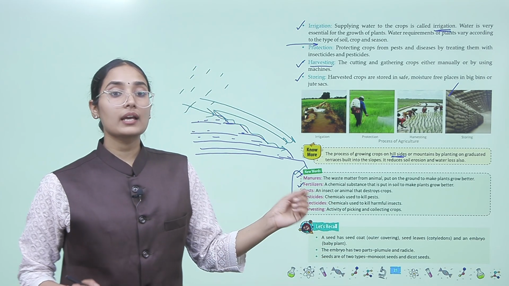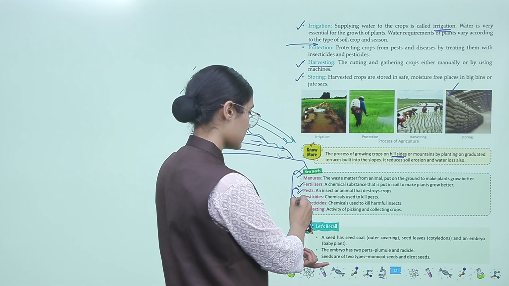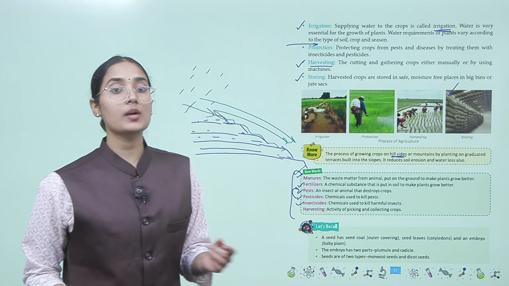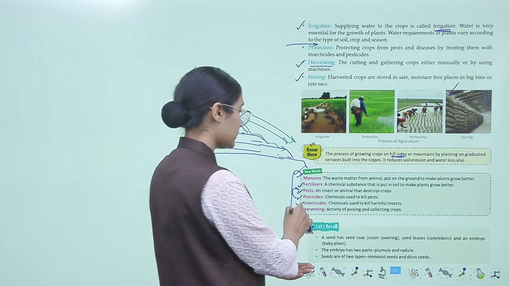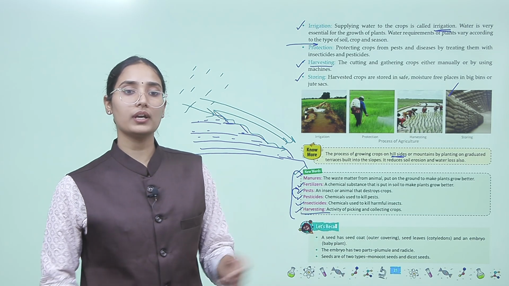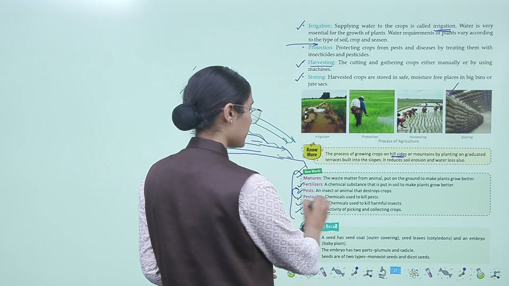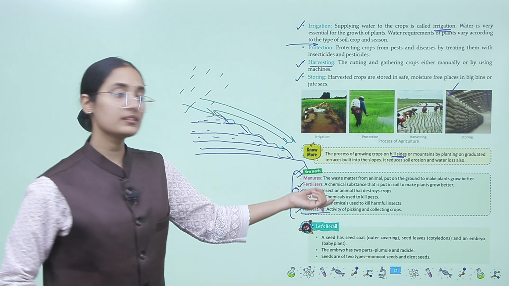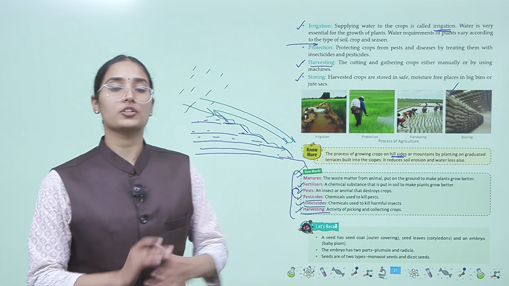So, again these are chemicals which are used to kill these pests. Insecticides are chemicals used to kill harmful insects, and harvesting is the activity of picking and collecting crops. Okay. So, students, these things, insecticide, pesticides, fertilizers, these are all what? Chemical substances, right, used in agriculture.